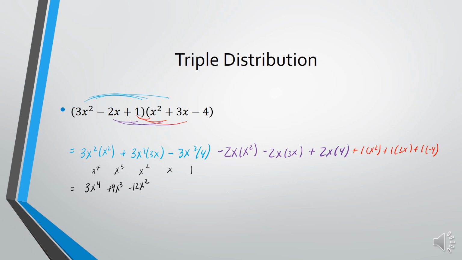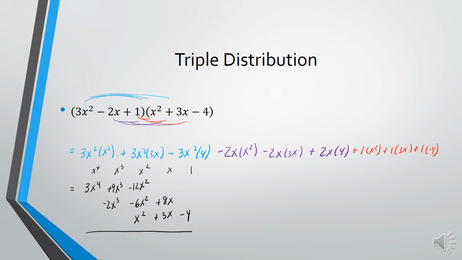Let me move on to the purple. So for my purple, I have negative 2x cubed, then minus 6x squared, plus 8x. So that takes care of the blue and the purple. Let me do the red. So the red was x squared plus 3x minus 4.